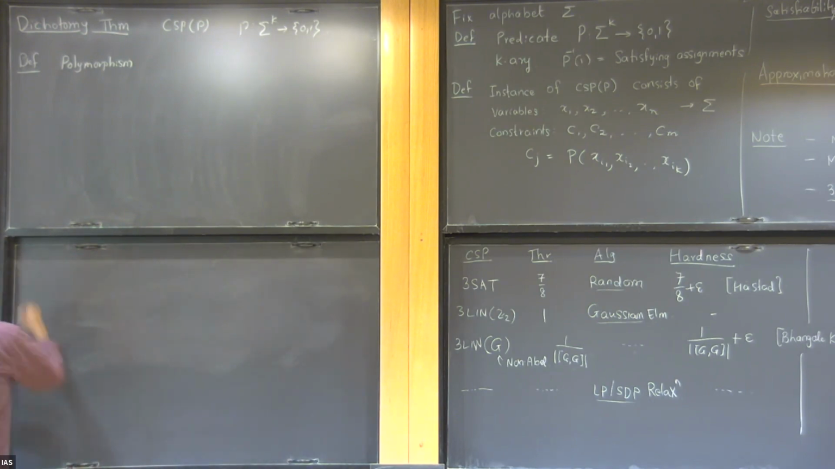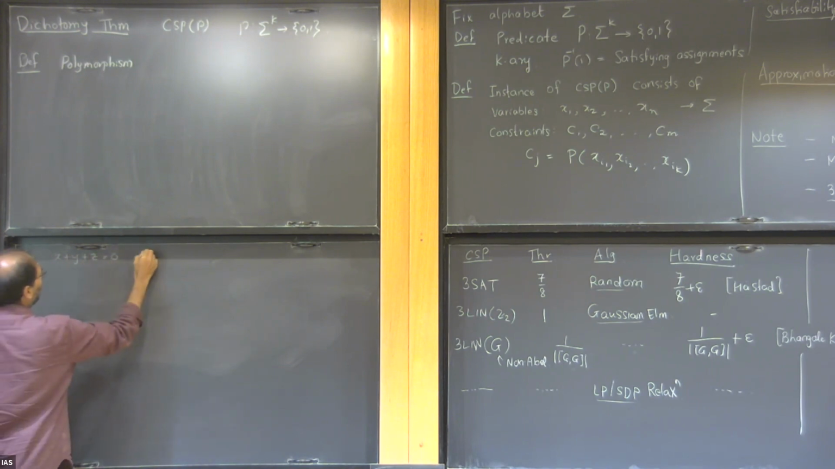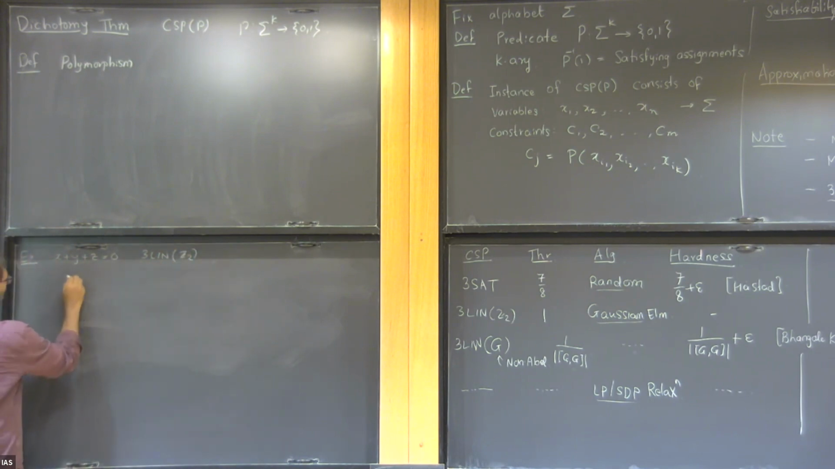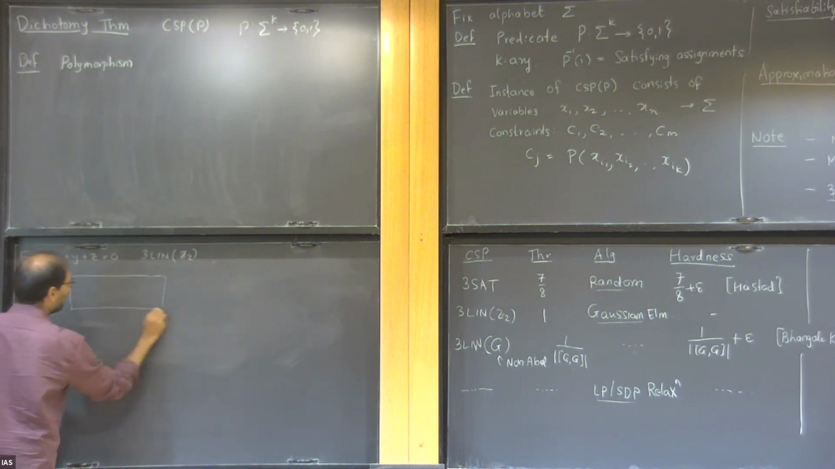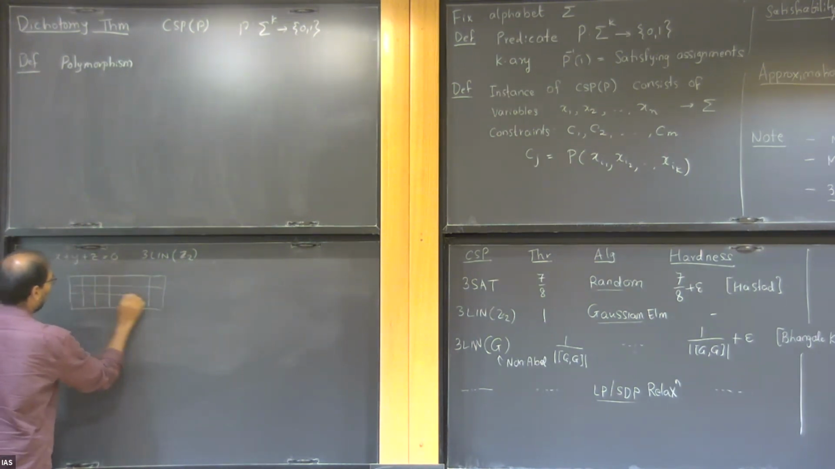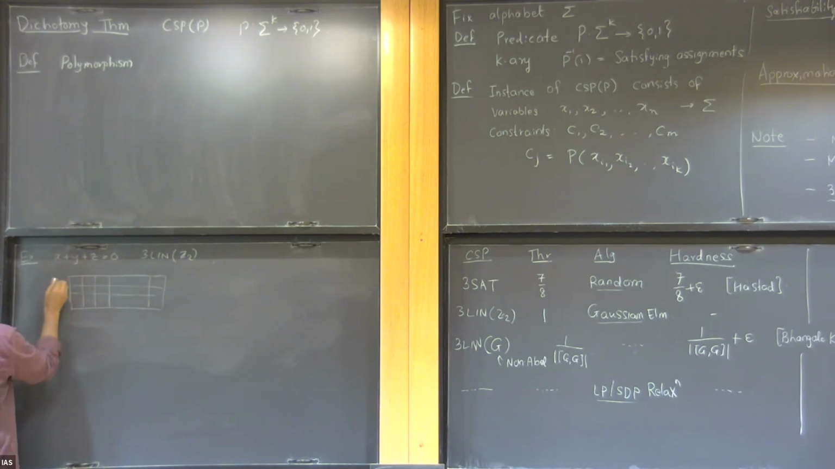So here is an example of what is called a polymorphism. Consider the linear predicate x plus y plus z equals 0 mod 2. This is really 3-Lin over Z2. Now here is the following observation. Suppose I construct a 3 cross n matrix where these inputs are, maybe I would call them capital X, capital Y, capital Z, because these inputs are multidimensional inputs. Let's say the number of dimensions is n.